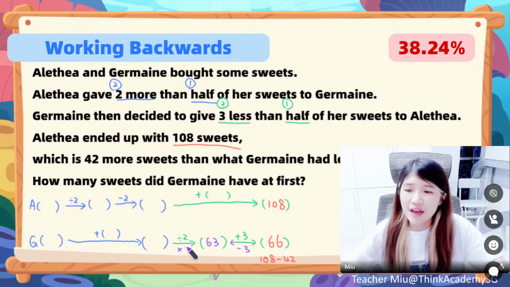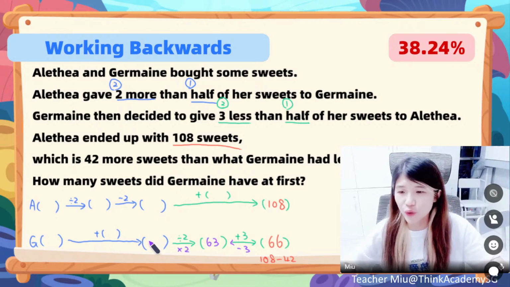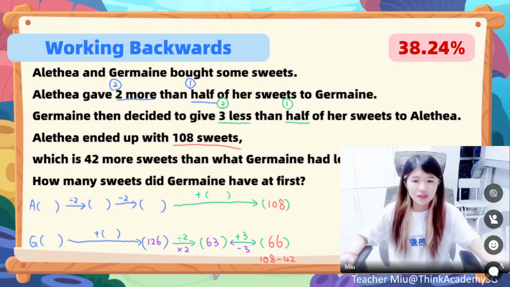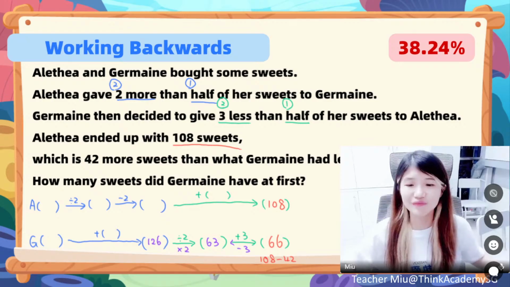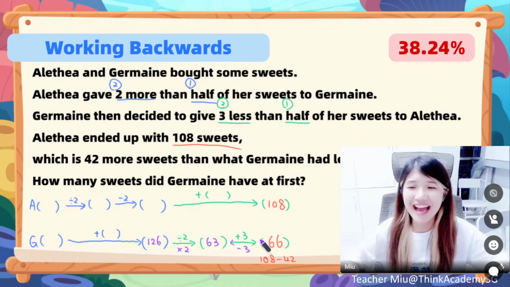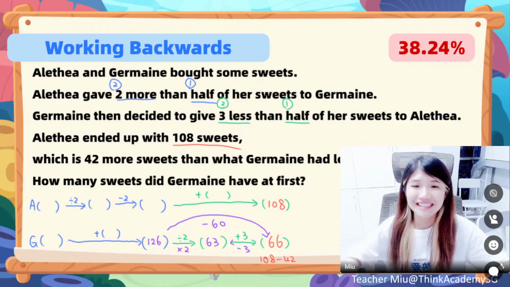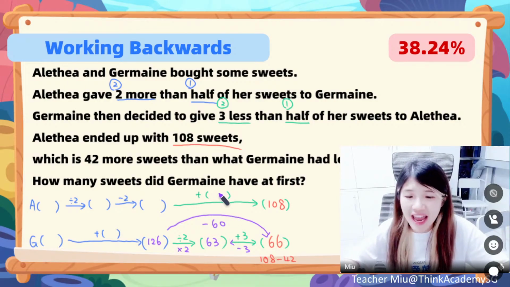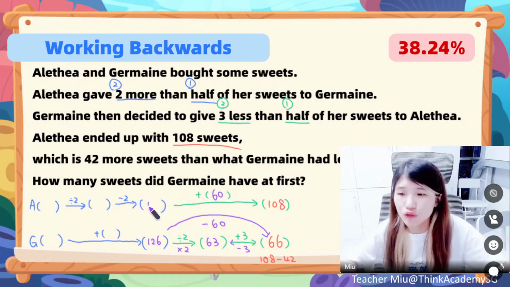Divided by 2 here, it goes to times 2, which refers to 126. Then you might ask me, how can we go to the others? Hey guys, don't forget, from 126 all the way to 66, actually, she is taking out 60. Where did this 60 go? This 60 is given to A. So for A, that means she is getting 60. When we do backwards, we should minus that 60 to go to 48.